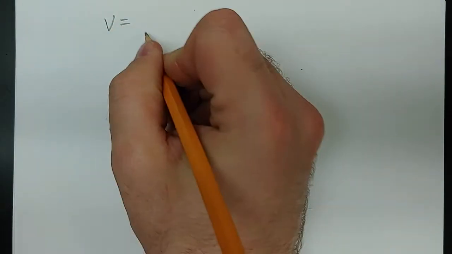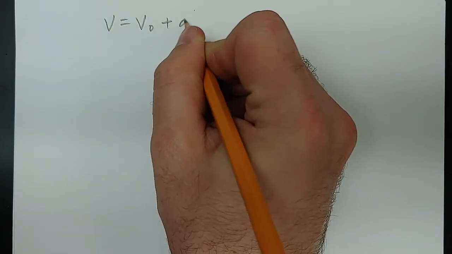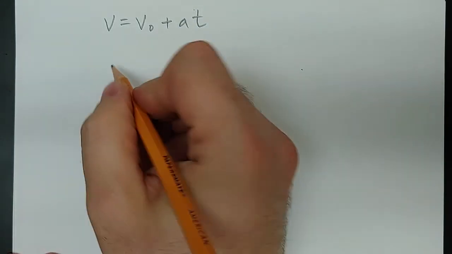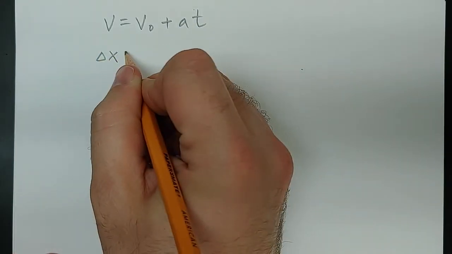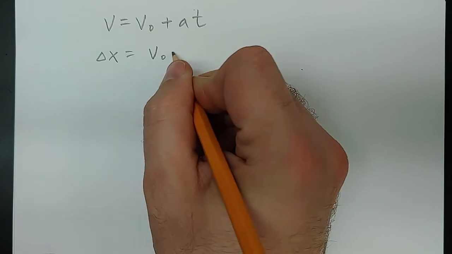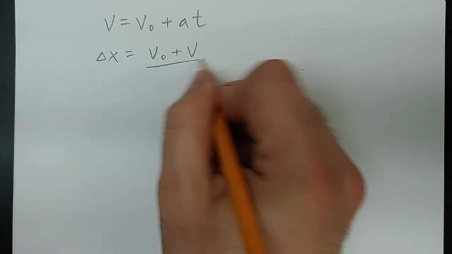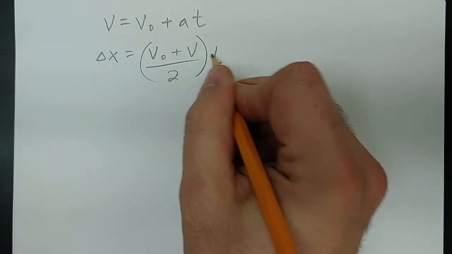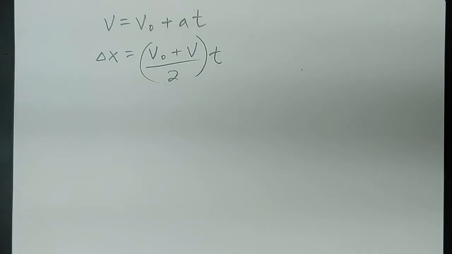So, my two simplest equations. Final velocity equals initial velocity plus acceleration times time. And displacement is equal to initial velocity plus final velocity over 2 times time. Okay, we would like to find a way to substitute these together to get rid of time.